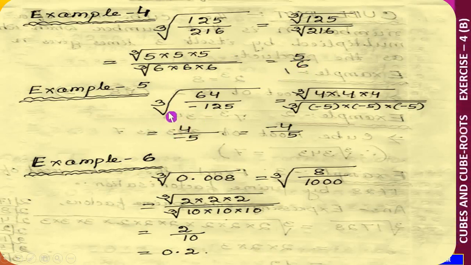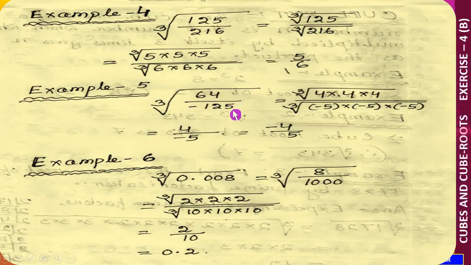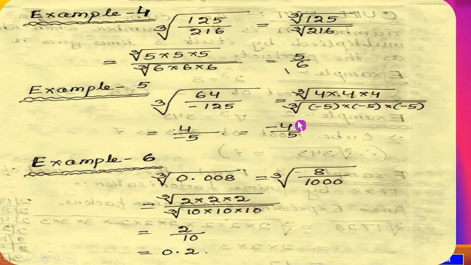Now example 5, find the cube root of 64 divided by minus 125. Since the whole cube root is given, we can write cube root of 64 divided by cube root of minus 125. Look here, 64 can be factorized into 4 into 4 into 4, that is 16, 16 4s are 64. Its cube root, and the cube root of minus 125 means minus 5 into minus 5 into minus 5.